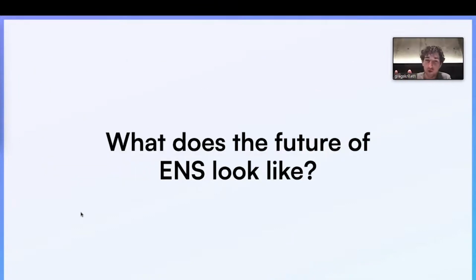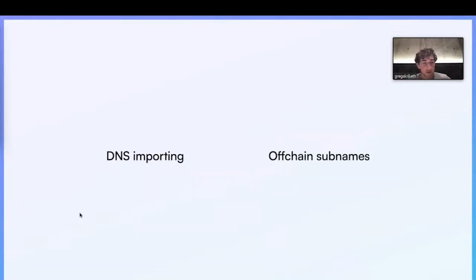Cool. So we talked about what ENS was, right? The initial Web3 username, just a name to an address, and how it's becoming more of a profile. And now let's think about what it might look like in the future based on things that already work or are becoming more popular and easier. These two categories are probably what's most exciting to me right now. Definitely some others, but the two categories that I'm thinking of are importing DNS names, so DNS importing, and off-chain subnames, right? So there are a few pieces there.